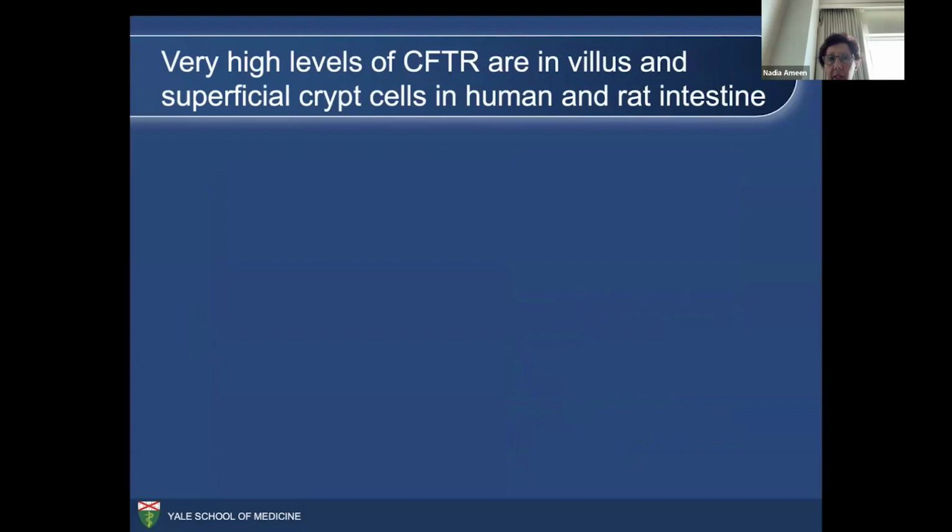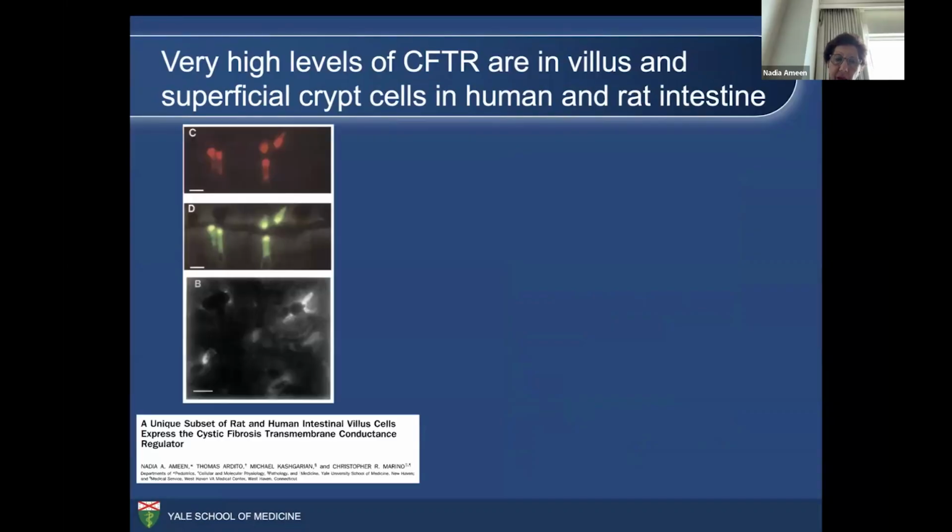So when I entered the field, I used very well-validated antibodies against CFTR that were generated in my mentor's lab at the time. And my project was to localize the CFTR protein in the human and rat small intestine. And what we found, these are images from the very first paper that was published, is that in the superficial crypts and on the edges of the villi were these cells with really high levels of CFTR in the apical domain, not just on the membrane, if you can see here, but throughout the cytoplasm of the cell.